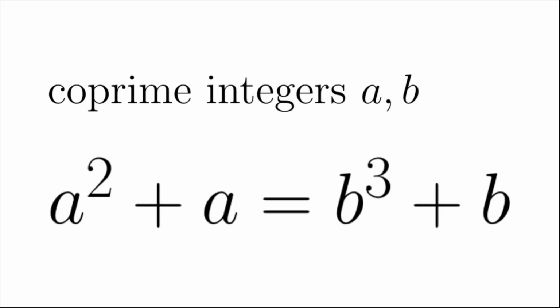In this video, we are going to find integers a and b that are relatively prime such that a squared plus a equals b cubed plus b.